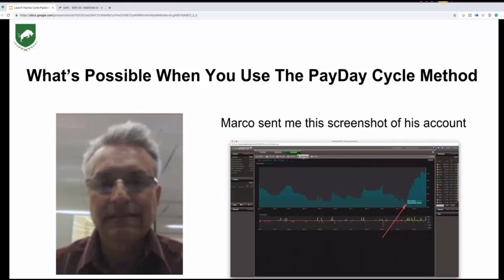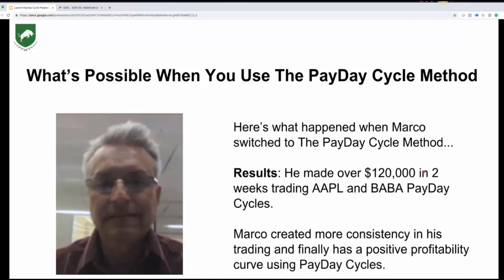This arrow right here is when he started using the payday cycle formula. And you can see he had a breakout in his profitability. Here's what happened when he started using payday cycles. He made over $120,000 in just 2 weeks trading Apple and Baba payday cycles. He created more consistency in his trading, and he finally has a positive profitability curve. He now only trades a few stocks, by the way, only using payday cycles at the MACD.